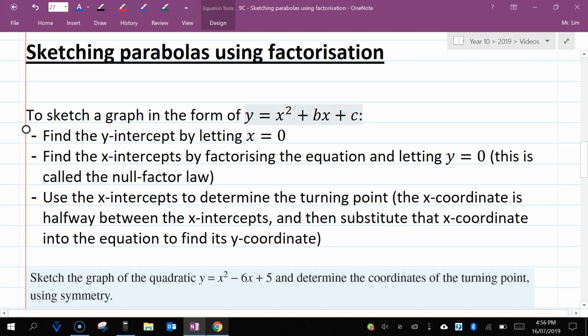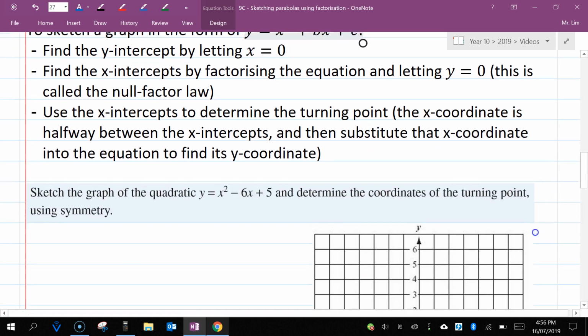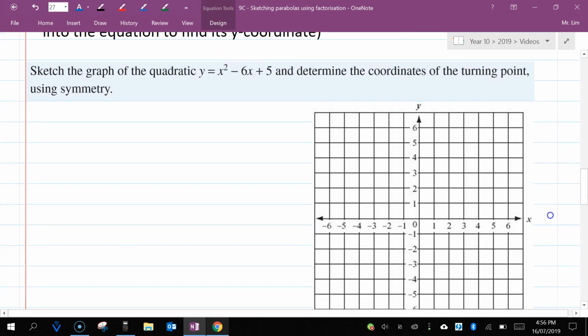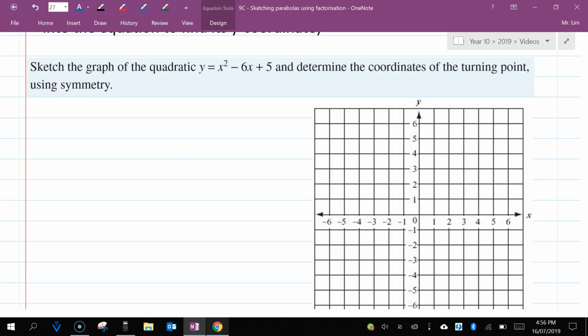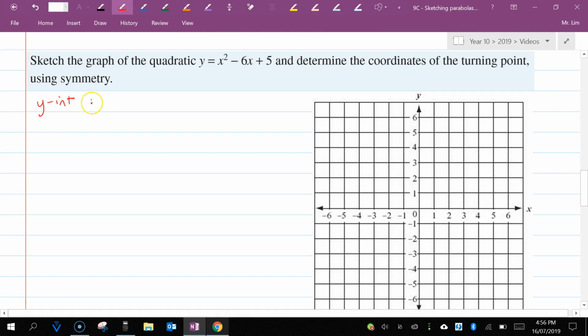Okay, so let's have a look at some examples. The first question says, sketch the graph of the quadratic y equals x squared minus 6x plus 5 and determine the coordinates of the turning point using symmetry. So the first step was to work out the y-intercept. We do this by letting x equal to 0. So 0 squared minus 6 times 0 plus 5 is 5. The y-intercept is 5, we can put that in straight away.